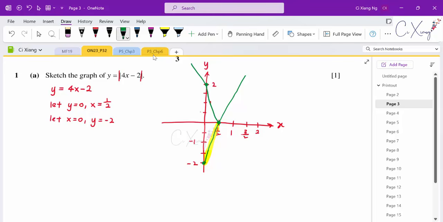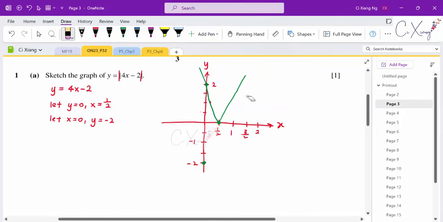So this is the graph, the straight line. Assume that it is a straight line, you use a ruler to join the points together. The original graph, you should erase it. So basically, this is a V-shaped graph for a modulus linear function. For me, usually when I want to sketch the diagram, I draw the original graph first, then I reflect up the negative part to become positive when I put the modulus sign. So this is how I sketch y equals to modulus of 4x minus 2.